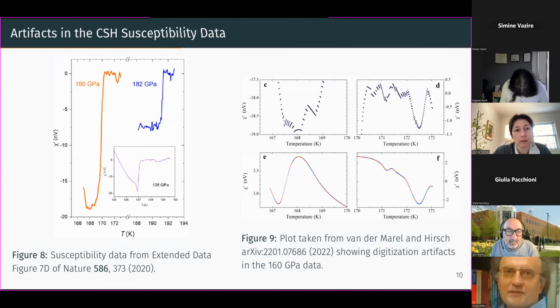So I'm not going to go into a huge amount of detail about the problems with the susceptibility data because Dirk van der Marel has another talk associated with this workshop that goes into greater detail about what was found. But on the left here, we have the susceptibility data. And this 160 GPa data, when you look in the paper, you don't really notice any particular issues here. However, with access to the data files and the numbers, these sort of strange artifacts became clear.